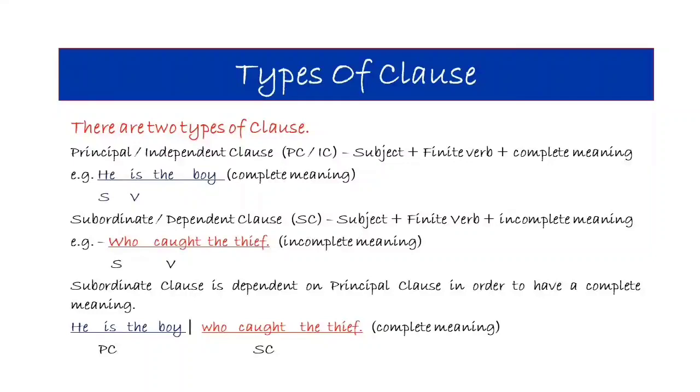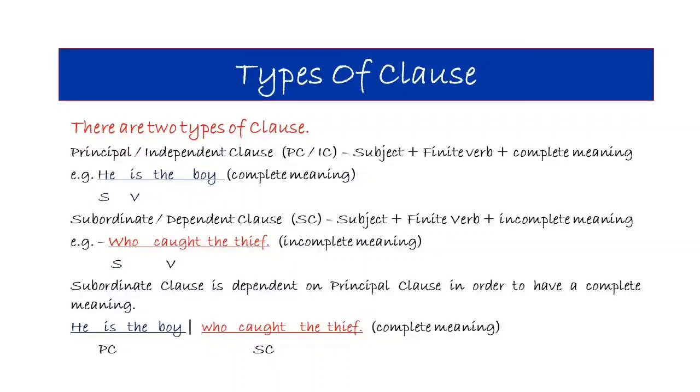Types of clause. There are two types of clause: principal clause and subordinate clause. A principal clause comprises a subject, finite verb and a complete meaning. For example, he is the boy. Here, he is the subject and is the verb. The entire sentence carries a complete meaning.